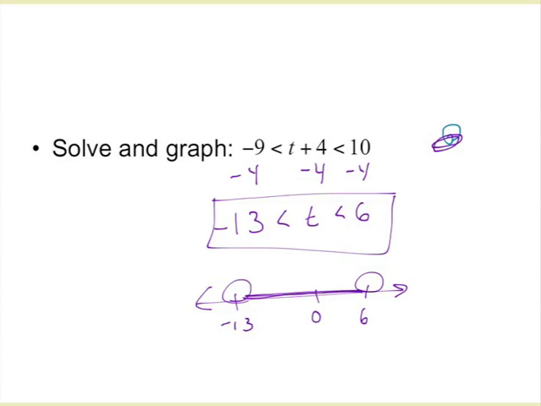Questions? Yes. This is an example of the and. Yep. So in our graph, we have the segment with the endpoint. Another way of reading it, I said we could read as between. Another way of reading it would be to say that t is bigger than negative 13 and smaller than 6. That it has those 2 criteria. It has to be both of those things.